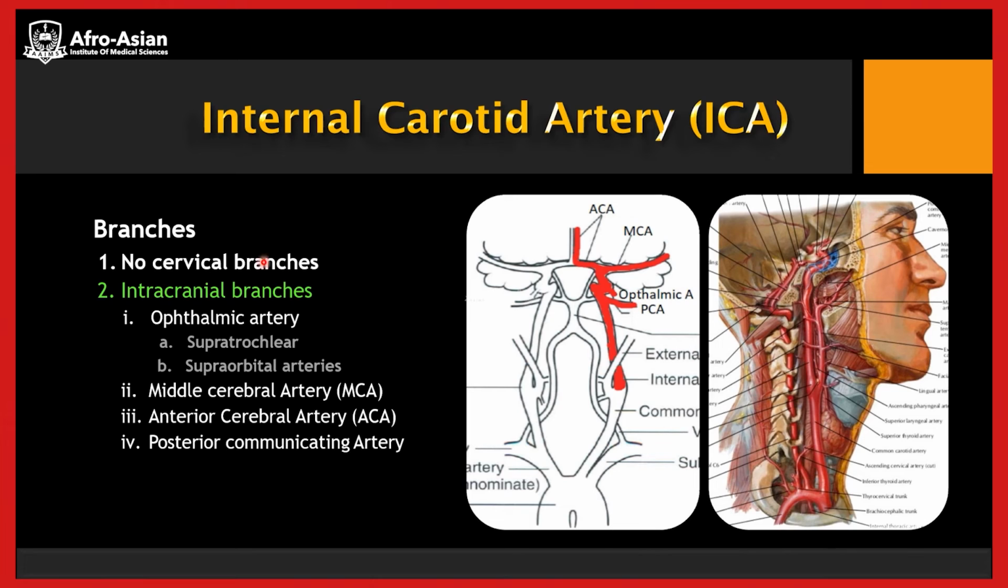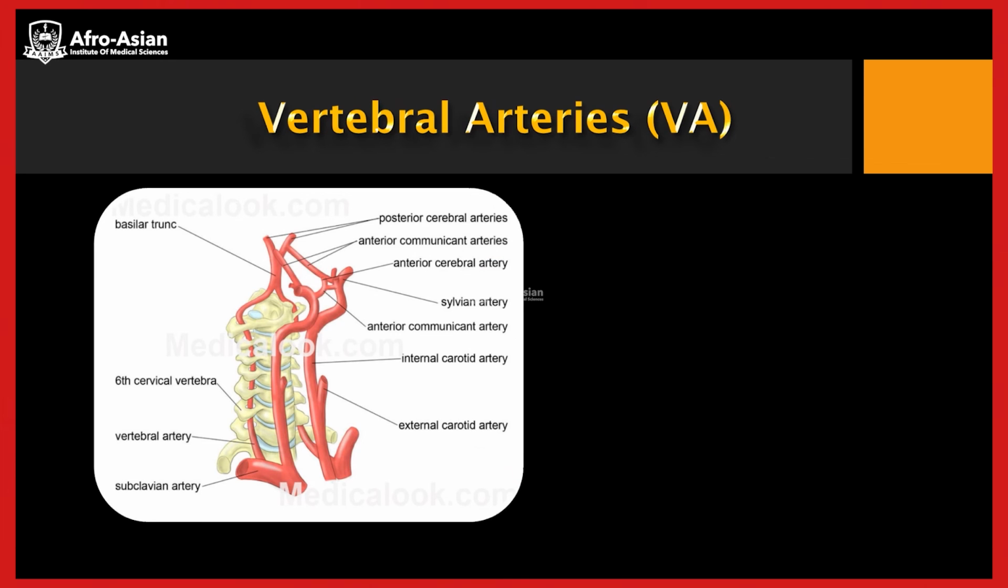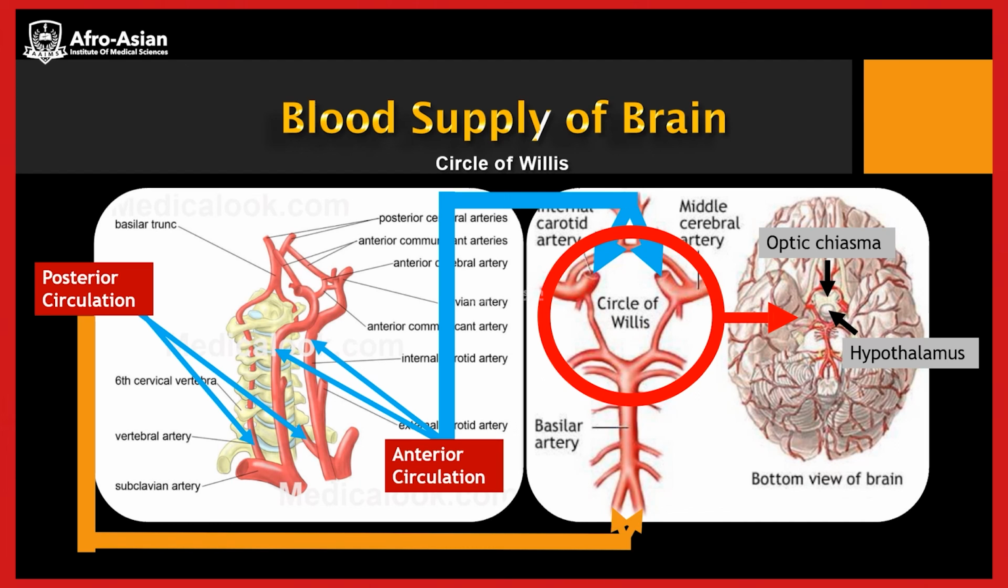Internal carotid artery, no cervical branch. Intracranial branches are the ophthalmic artery, middle cerebral artery, anterior cerebral artery, and posterior communicating artery. These are the branches: the posterior communicating, middle cerebral artery, and anterior cerebral artery. This is the ophthalmic artery, which has further two branches, the supratrochlear and supraorbital arteries. Then comes the vertebral arteries.